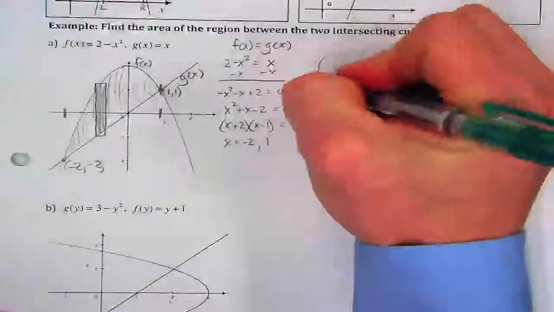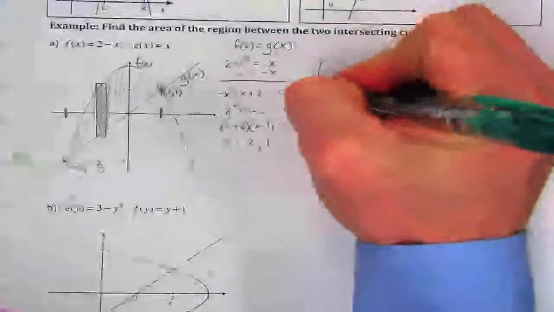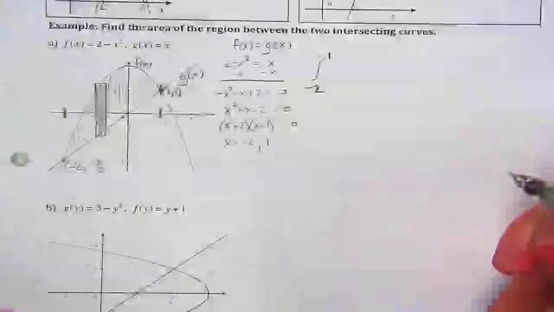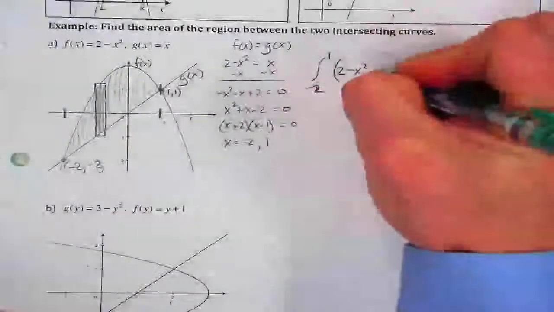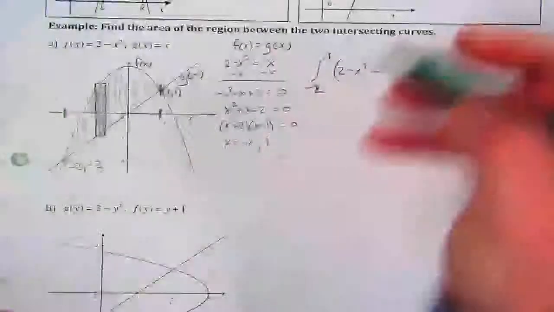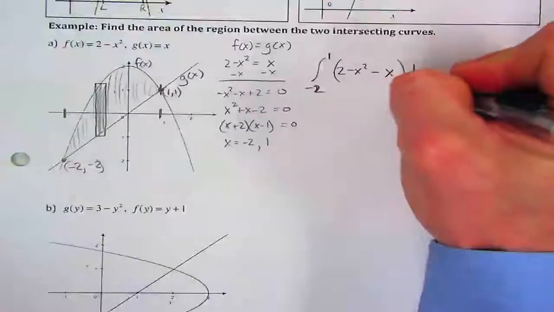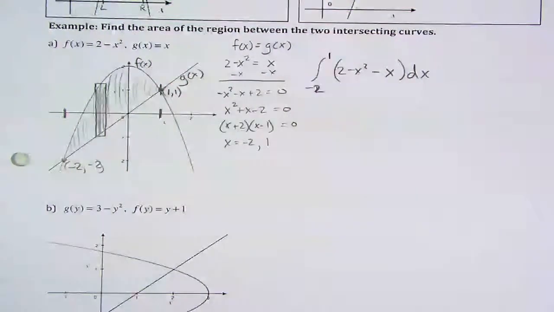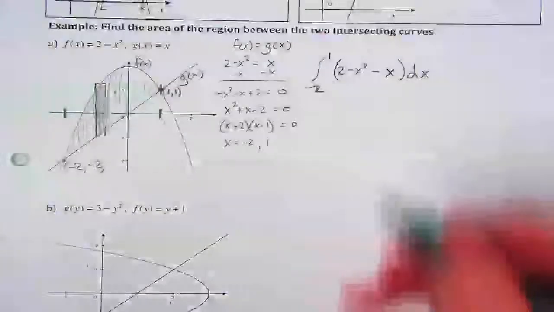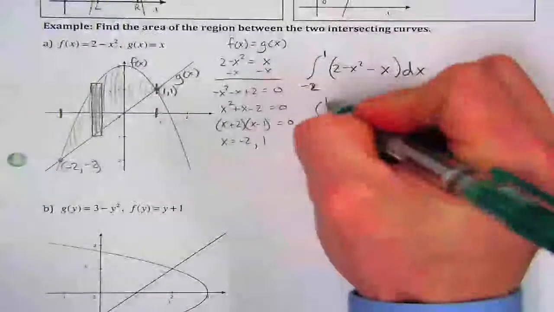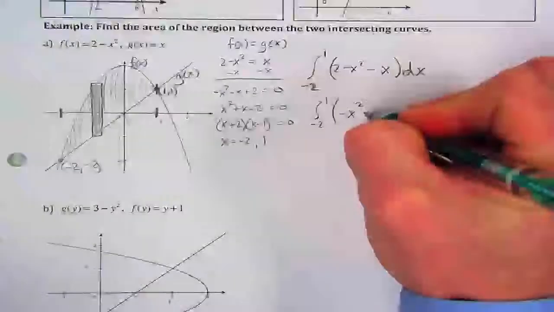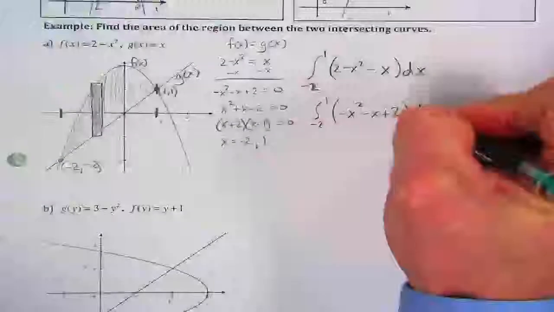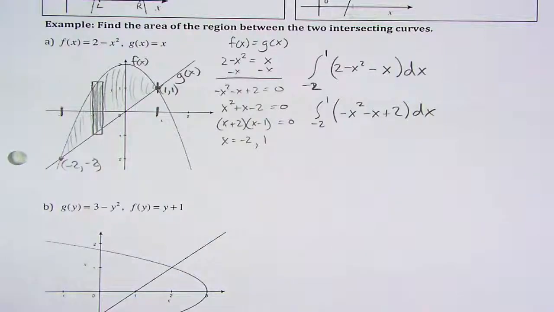So what we're looking for here is our integral from -2 to 1 of our top function, which is f of x, minus our bottom function, which is x, and with respect to x. Now let me just rewrite this here. It is as simple as it gets. But I want you to think about this and consider this.